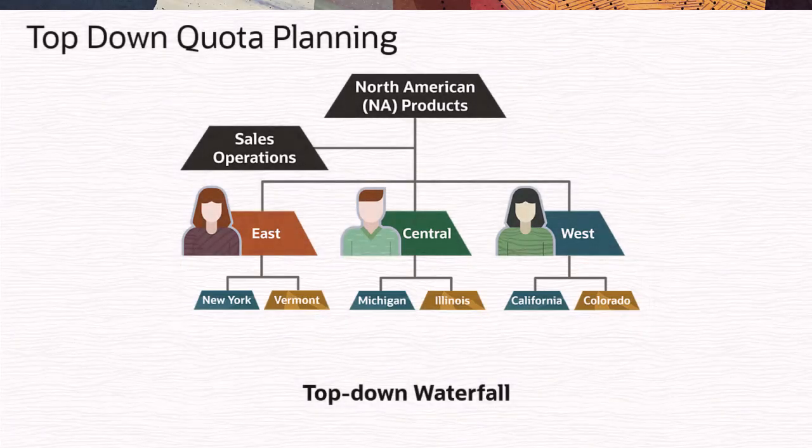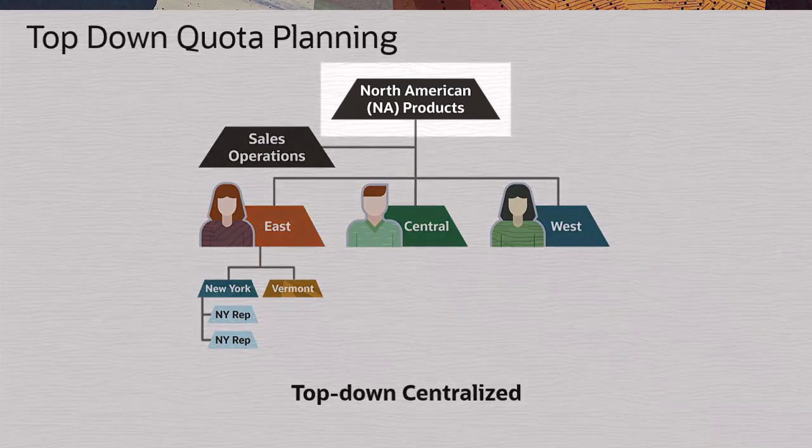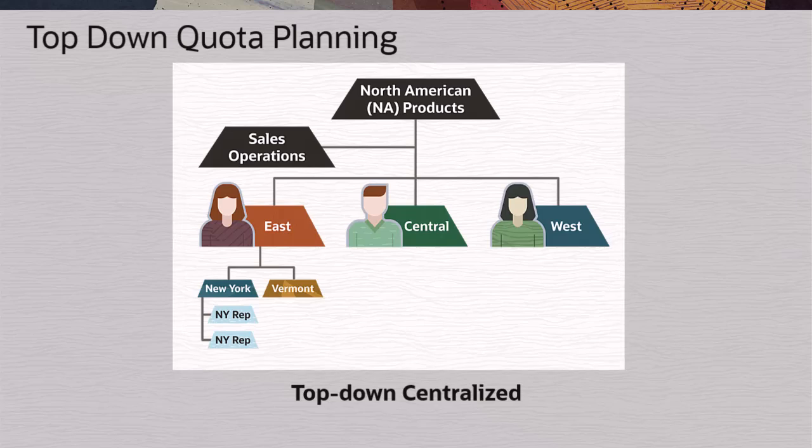When the sales quota is ready, allocate it to the next level in the hierarchy, a decentralized approach called top-down waterfall, or use a more centralized approach to allocate sales quota from the highest level of the hierarchy down to each level throughout the entire sales hierarchy.